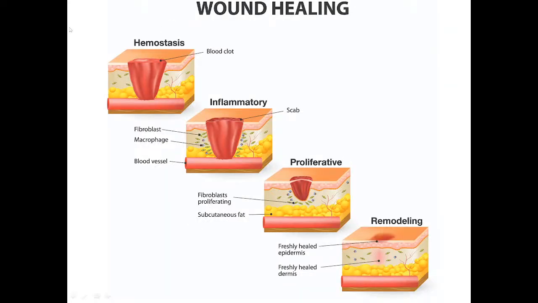And next, I will tell you about wound healing. Wound healing has four stages. The first stage is the stage of hemostasis. When the patient gets a wound, gets trauma, at the first stage is hemostasis, and inside the wound we produce a blood clot.